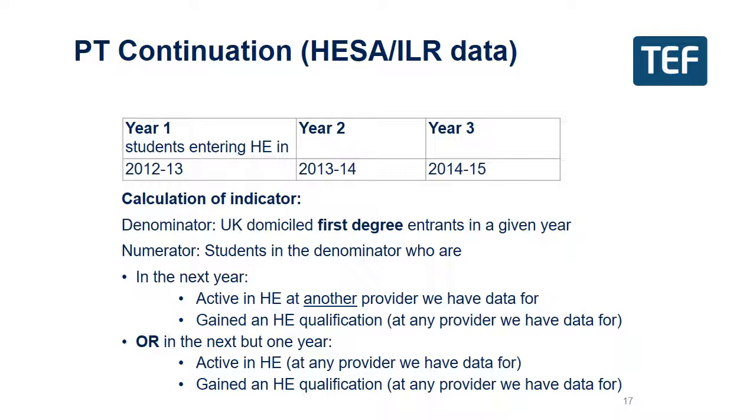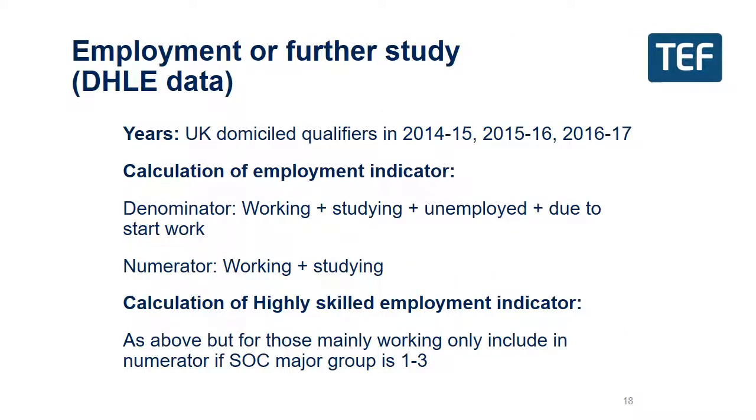We then look for those students in the next 2 years of data, and they can be counted positively against the metric if either in the next year they're active at a different higher education provider or have gained a qualification from any provider, or in the next but 1 year they are active anywhere, including the same provider, or have gained a higher education qualification. Again, the continuation rate is just the numerator divided by the denominator expressed as a percentage.